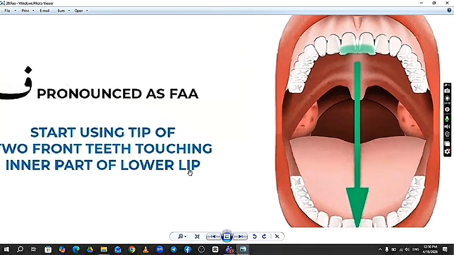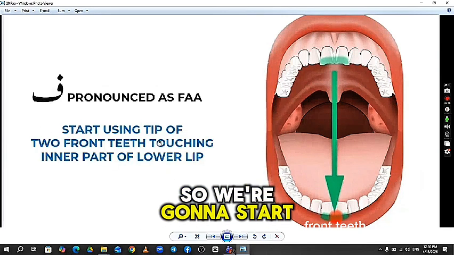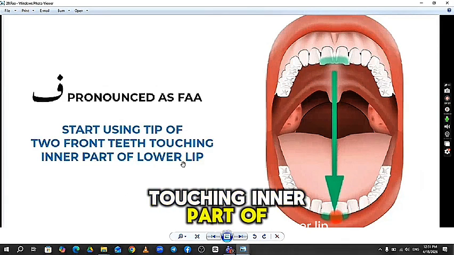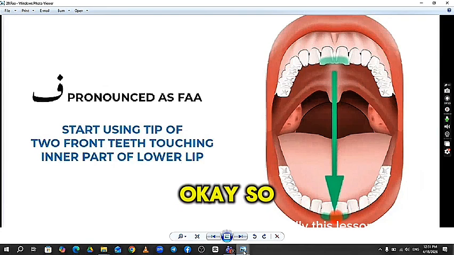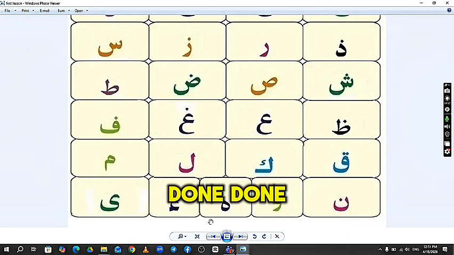Check please. So this is the edge of the upper two front teeth, and it is touching the inner part of our lower lip. So we are using the tip of the 2 front teeth touching the inner part of our lower lip. Please check this lesson carefully, and alhamdulillah we have done this lesson.